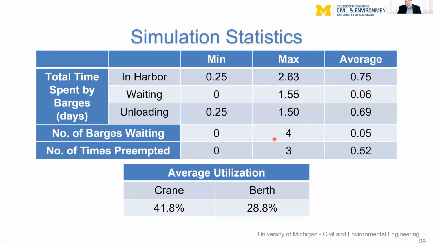The number of barges waiting in line ranged from 0 to 4 with an average of only 5%. And the number of times that a barge was preempted was a maximum of 3 with an average of about a half. Now, the average utilization of a crane was about 42%, whereas the average utilization of a berth was less at about 29%. And the reason for that is that the cranes are kept busy as much as possible. In other words, if there is a barge to unload, both cranes will be busy, either unloading 1 barge each or both cranes unloading the same barge.